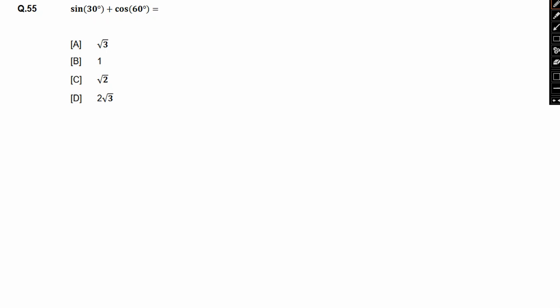So what we have is sine 30 plus cos 60. We need to find its value. So we know sine 30 is nothing but 1 by 2, which is equal to cos 60, which is again 1 by 2, because sine theta equal to cos 90 minus theta, that's the same rule. So what we have here, 1 by 2 plus 1 by 2, that would give us simply 1. Option B. Pretty straightforward, nothing to go about at this much.